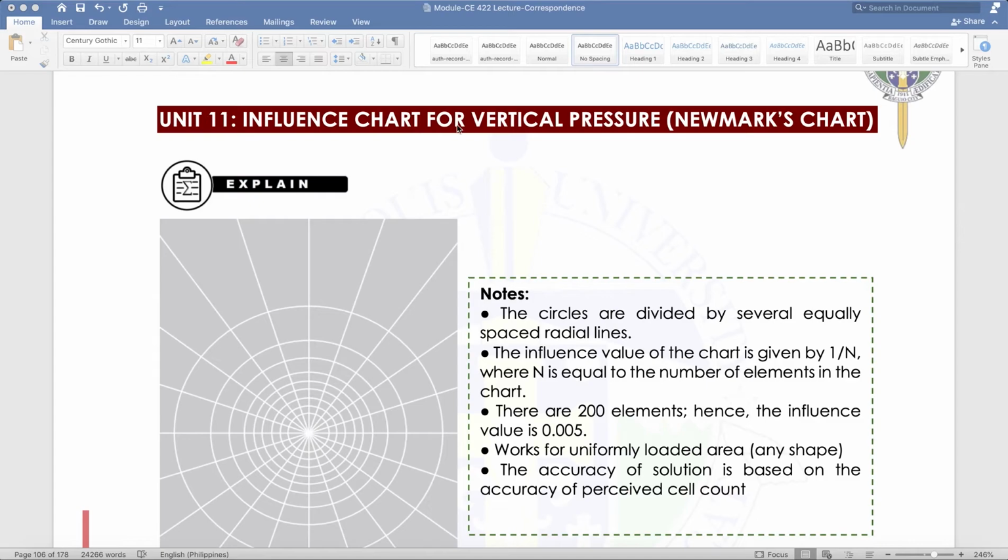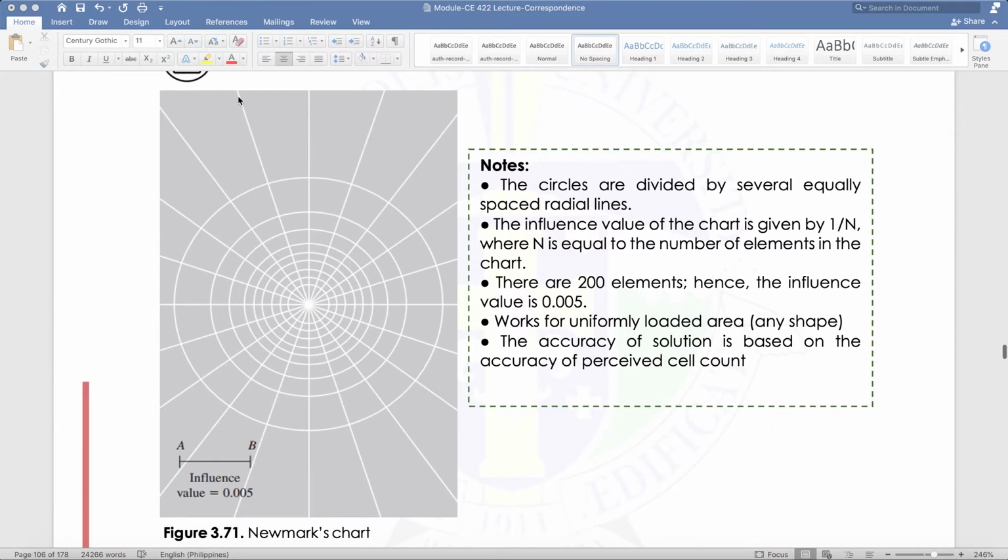Influence chart for vertical pressure, or it is most famously known as the Newmark's chart. So this is the chart. These circles are divided by several equally spaced radial lines. So these are your radial lines, and all of these are equally spaced.